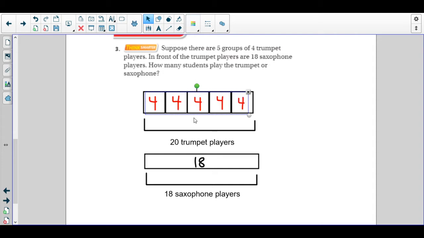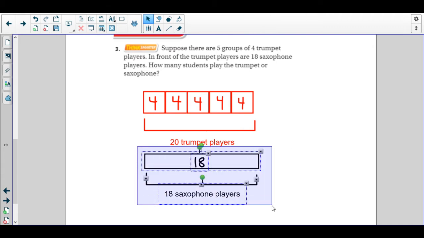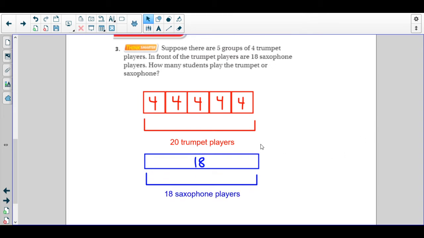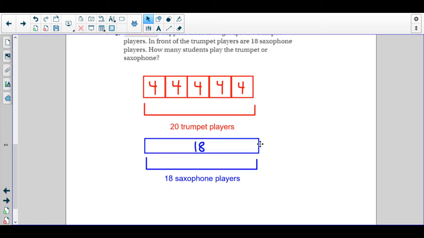So let's do some color changing here so that we can better understand this. We'll keep all the trumpet players red. There we go. And we'll get all the saxophone players blue. And we need to know the total.